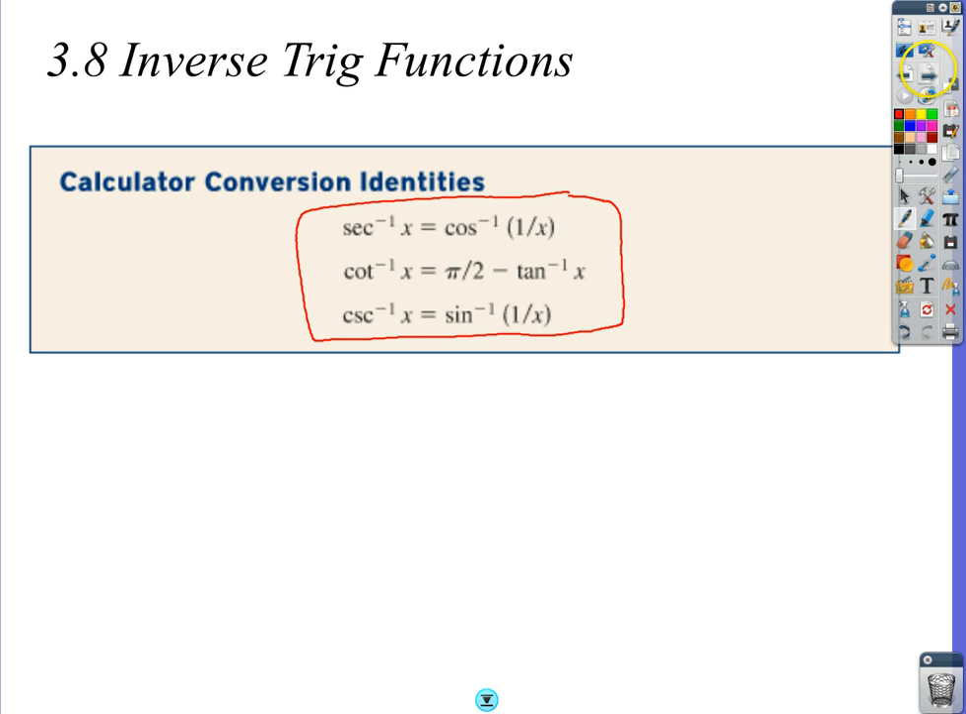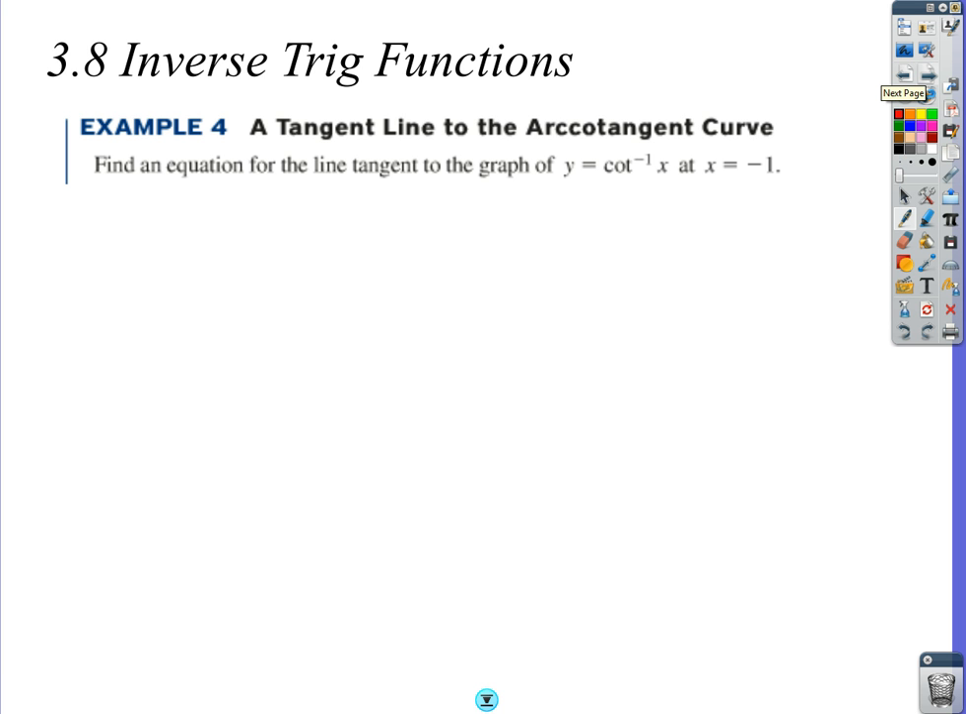Next, how does this work in an example? Let's find the equation of a line tangent to the graph of inverse cotangent at x = -1. That seems very simple. Tangent to the graph, again, what do I need? I need a point and I need a slope. My point is going to be (-1, I don't know), and my slope I don't know. They really don't give me a whole lot. Normally you would take your x and plug it in, but your calculator really can't do this too well.